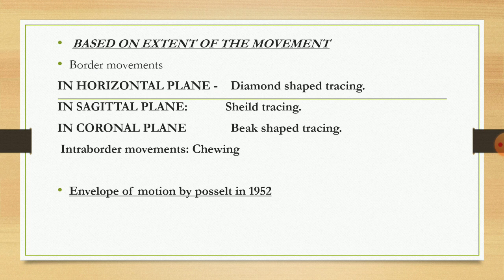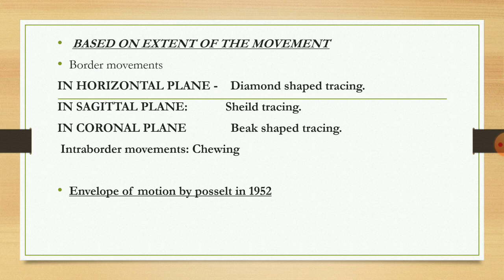Now next is based on extent of movement. In that we have border movements as well as intra-border movements. In border movements we need to write about horizontal, sagittal, and coronal planes, and corresponding tracings like diamond shaped tracing, shield tracing, and beak shaped tracing. For intra-border movements we need to explain about chewing, and chewing gives a teardrop shape of tracing, that we need to mention.